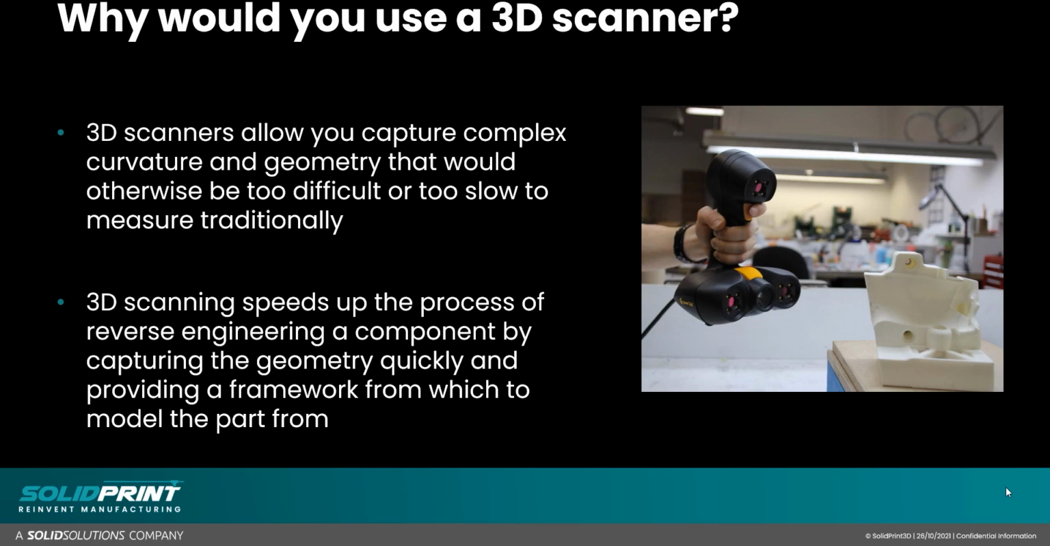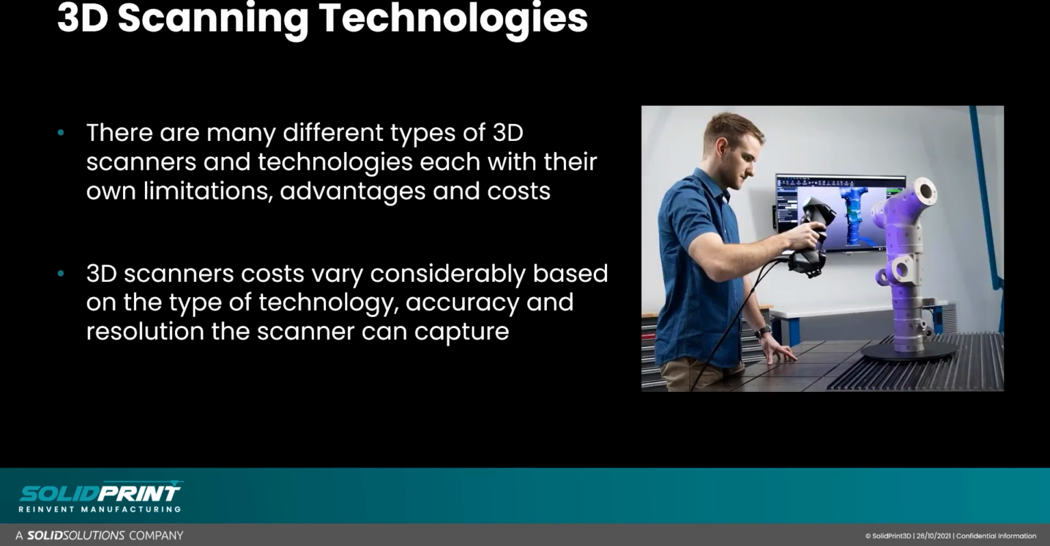Take a hole, for example. Measuring the size of a hole is relatively straightforward with a pair of verniers, but actually understanding where that hole is in relation to other parts of the geometry accurately is a lot more difficult with traditional measuring methods.